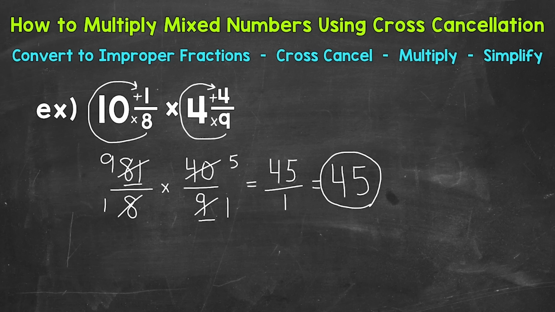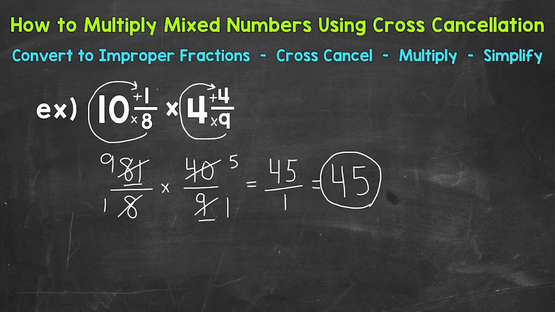Now, if we did not use cross cancellation, we would have to multiply 81 times 40 and then 8 times 9 and then simplify from there. And eventually we're going to get the same answer. So cross cancellation is a useful tool when we have multiplication problems that involve fractions. Again, it gives us smaller and easier numbers to work with, therefore a simpler problem to solve. Think of it as simplifying the problem before multiplying.